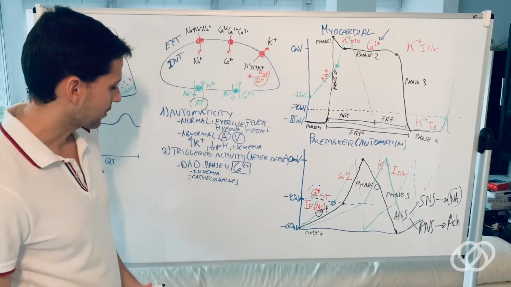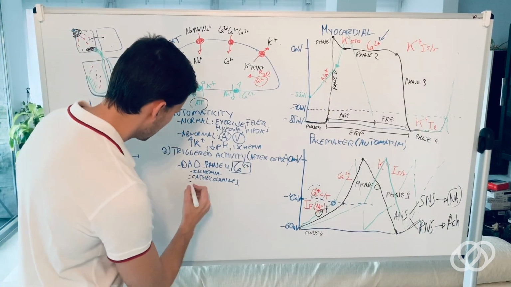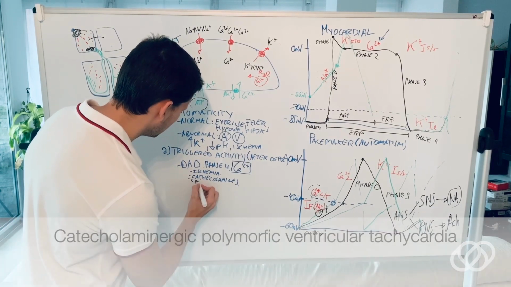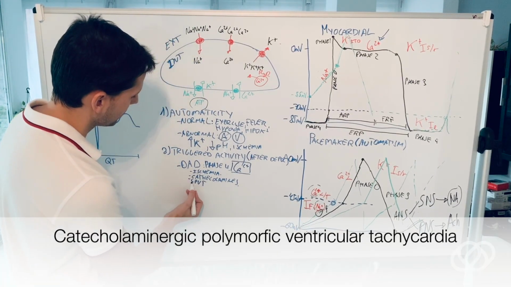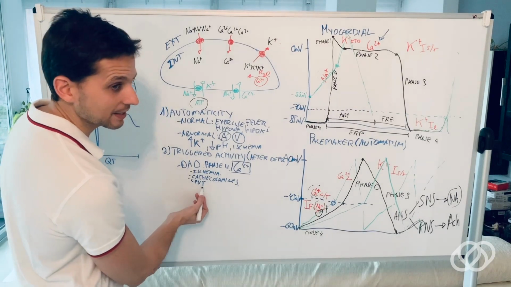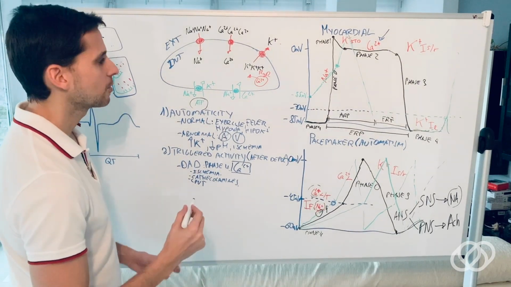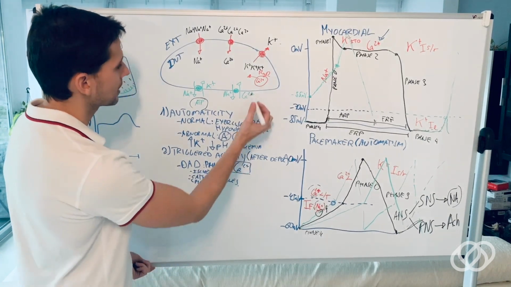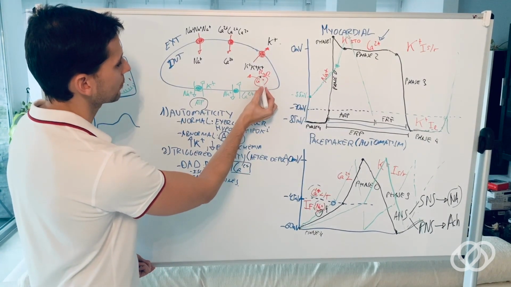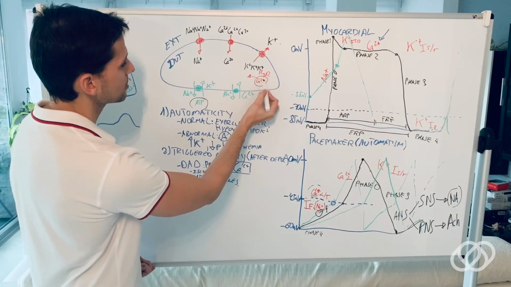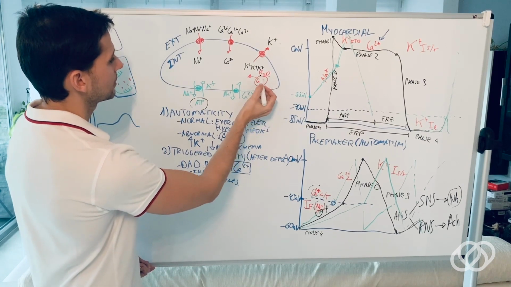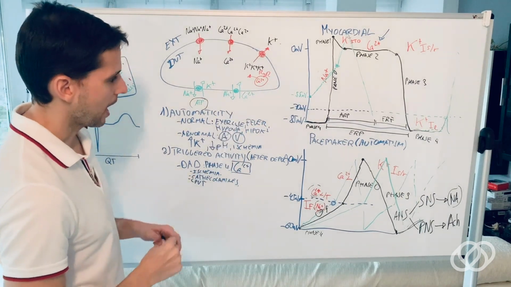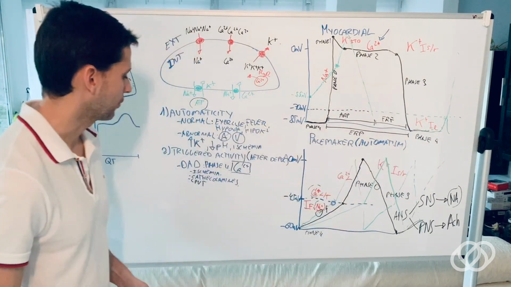Then we have another one that is called CPVT, catecholaminergic polymorphic ventricular tachycardia. It is a syndrome that we will see later when we see the other syndromes. But usually what happens is that we have a leak of calcium from the sarcoplasmic reticulum, the ryanodine receptor, and put a lot of calcium out during this phase 4.